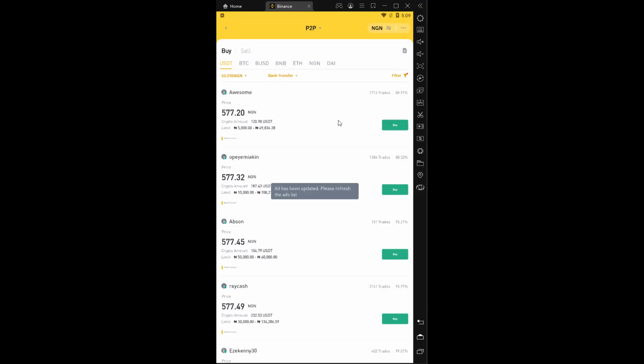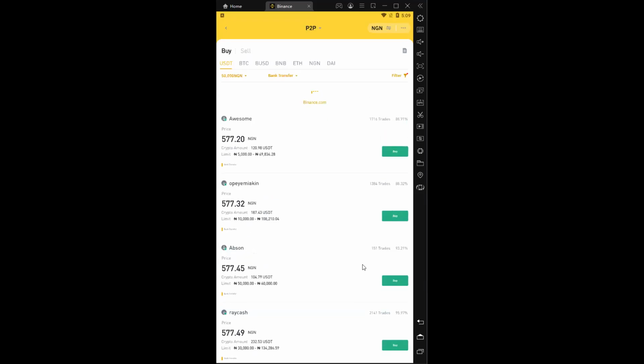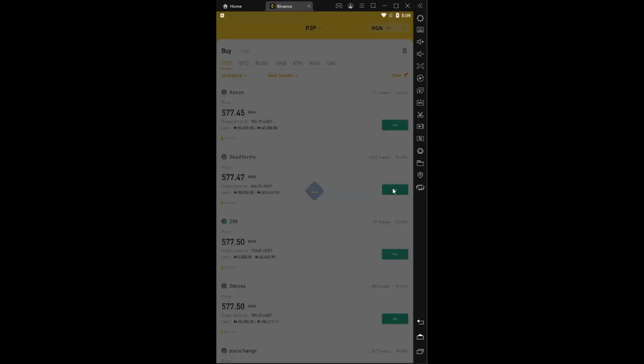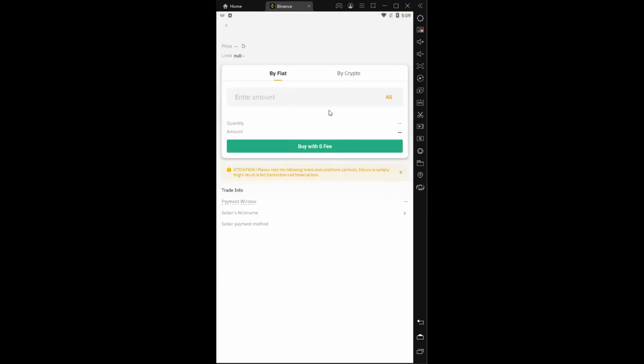Okay, the ads have been updated. When the ads have been updated, just refresh it. It means new trades have showed up. So this one has 151 trades, I'm not going to select it. I'm going to select the one with 4,000 trades. Okay, so I type the amount I want to buy. The quantity I'll be getting is $86.